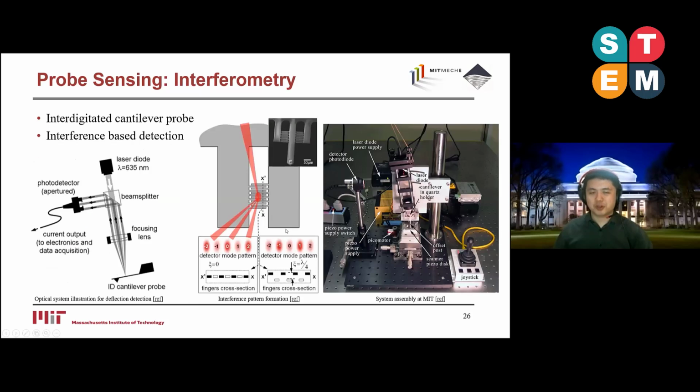Another optical-based method would be interferometry. Basically, for the probe sensing, you shine a laser at the cantilever. This is called the interdigitated cantilever. And once one reference cantilever is held stationary in the air and the other is interacting with the probe, you can get the interference pattern change so that we can measure the motion of the cantilever.